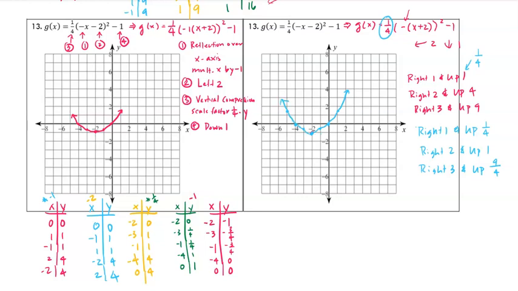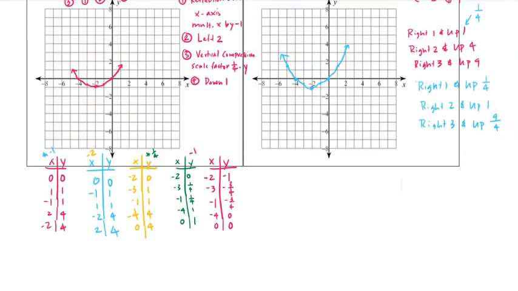So once again, you can either choose. You can make the tables. You can just draw the parent function and just move those. If you understand vertical and horizontal dilations, then you could just multiply those by the scale factor. Or you could write it out this way on the right, and then just use that vertex. Good job. I think that's all of the graphing.